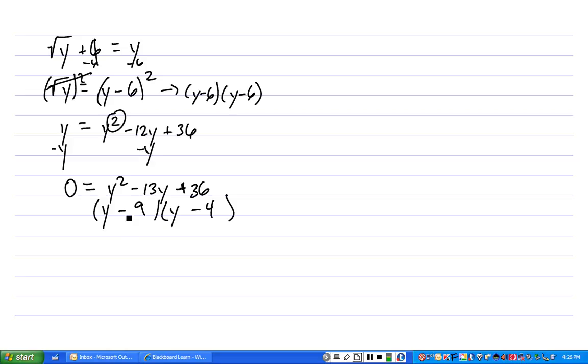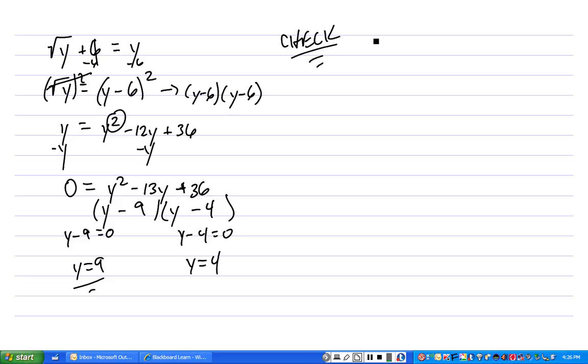So when I set this factor equal to 0, I get y equals 9. When I set this factor equal to 0, I get y equals 4. So now I have a 9 and a 4, and I'm going to check those. Alright, so I'm going to plug into my initial problem. First, y is 9. Okay, so I'm going to say square root of 9 plus 6, because I'm plugging in 9 for y, equals 9.